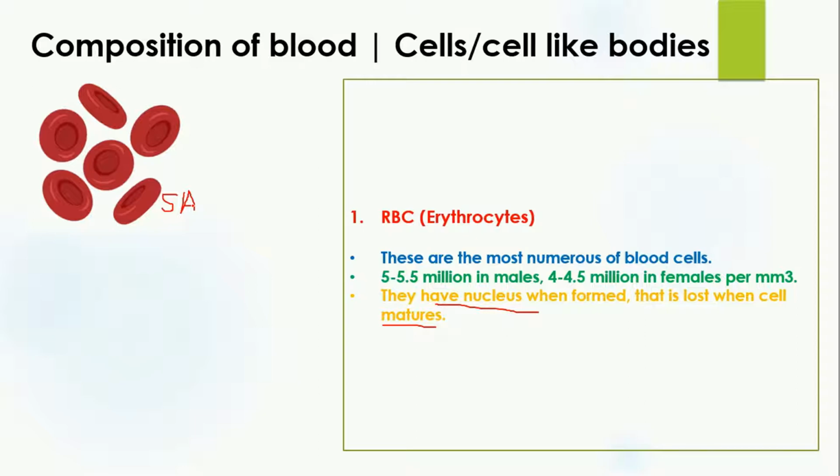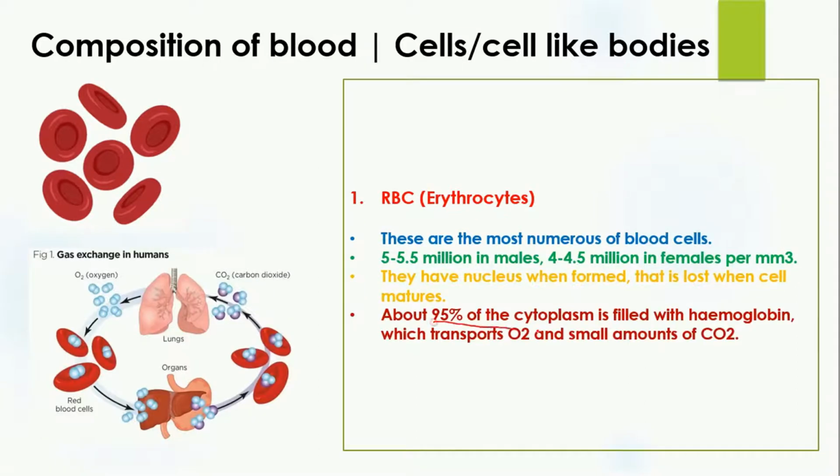Along with this, once red blood cells are mature, they are not going to divide. So if they are not going to divide, they do not need any nucleus. So the nucleus is lost. About 95% of the cytoplasm of the red blood cell is filled with hemoglobin. Hemoglobin is actually a protein which binds with the oxygen and takes the oxygen from the lungs to the other parts of the body.